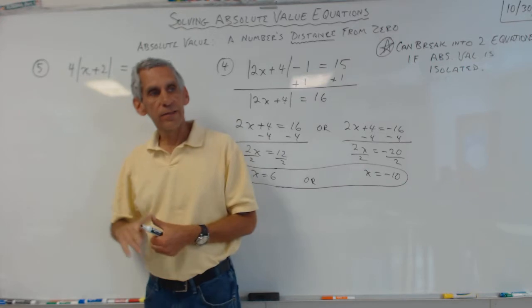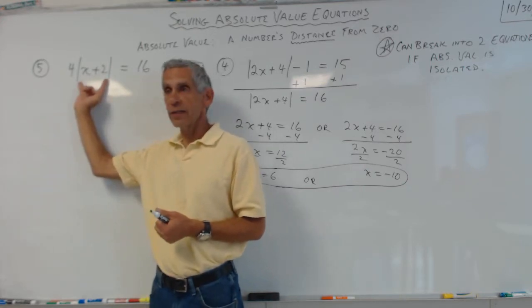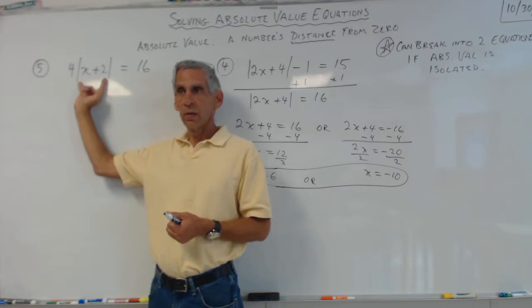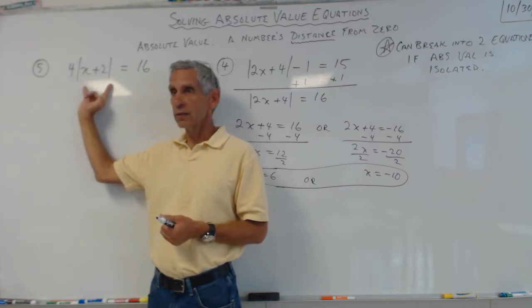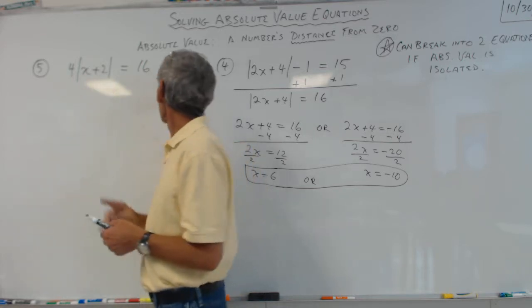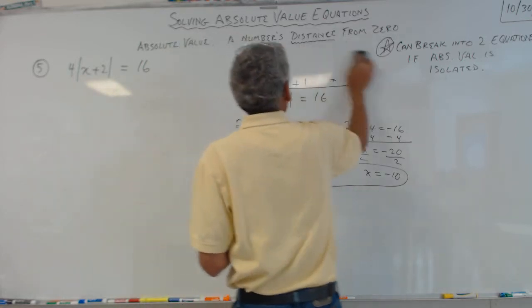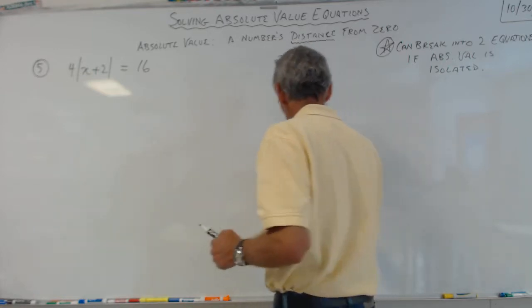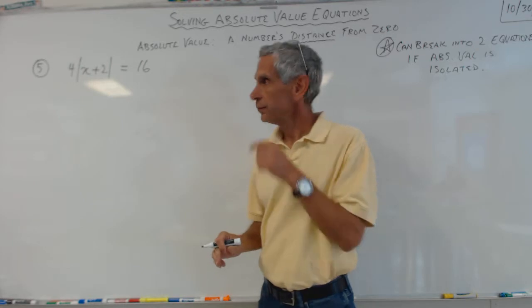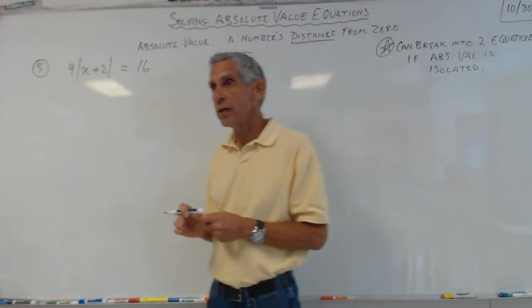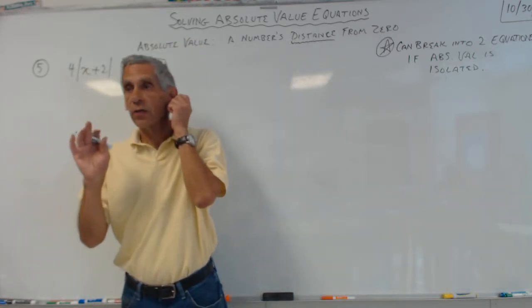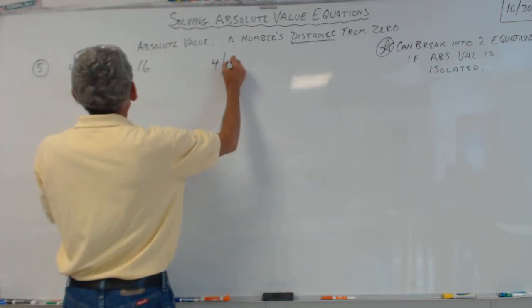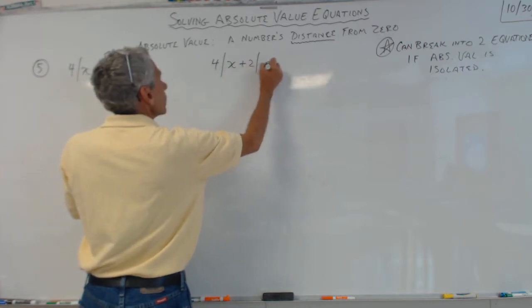All right, is the absolute value sign and everything inside it isolated? No. What's in the way? The 4. What is the 4 doing to this? Multiplying. Would you do the thing where you put the 4 into the x and the 4 into the 2? Distributive property? Yeah. So there are 2 ways to solve this. In fact, I'm going to show you both of them. I'm going to use distributive property.